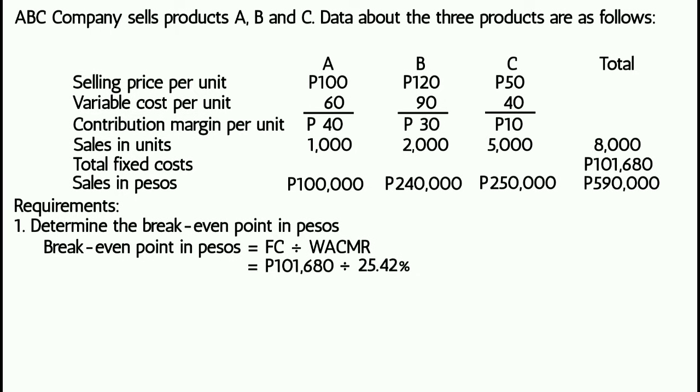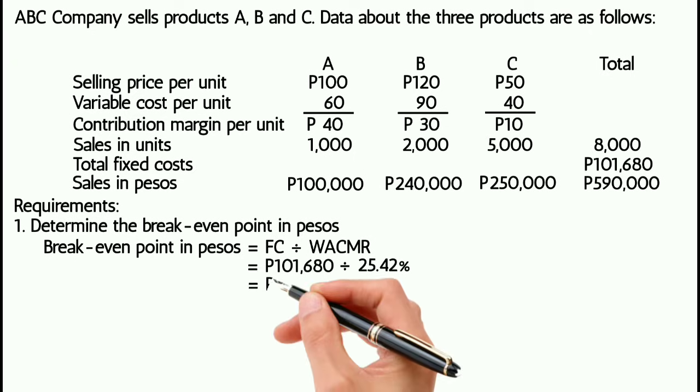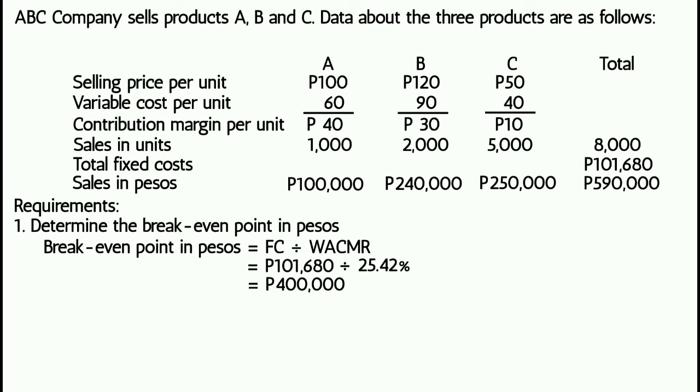101,680 pesos divided by 25.42%, that is equal to 400,000 pesos. So our answer in requirement number 1 is 400,000 pesos. Ang break-even point in pesos ay 400,000 pesos.